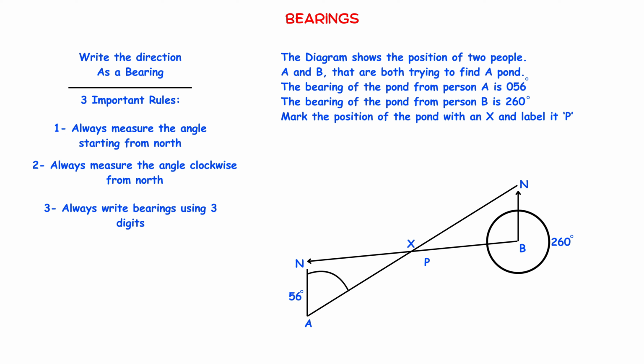Then we can do exactly the same thing for the bearing of 260 degrees from B, which will give us this line. And finally, because we know that the pond is on both of these lines, we know that it must be where they cross, which is just here. So we can label that point P, and that's it.